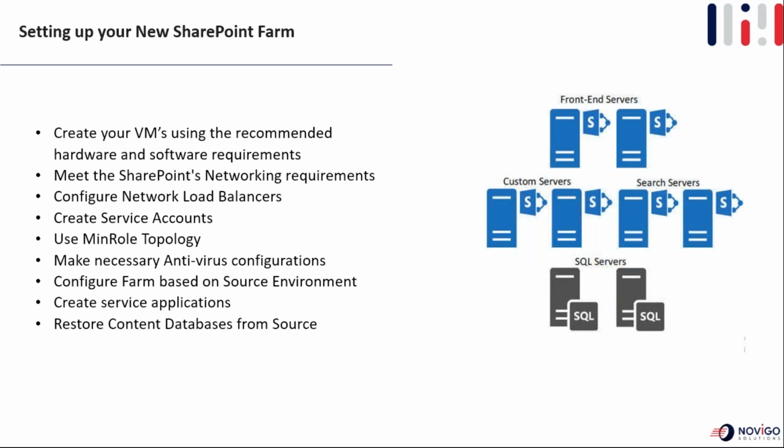You need to configure the farm based on your source environment. This is very important because all the configuration in your source needs to be replicated in your destination. This includes creating the web applications, deployment of custom solutions, configuring email settings, etc. Basically all your central admin configurations need to be replicated because those are stored in the SharePoint config database and the SharePoint central admin database when we move to the target domain.